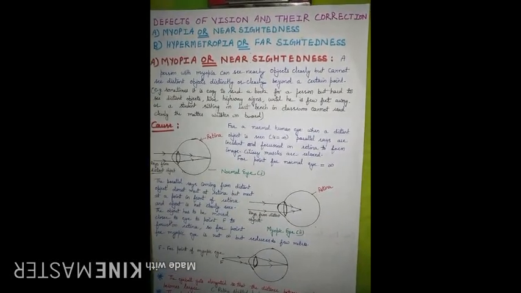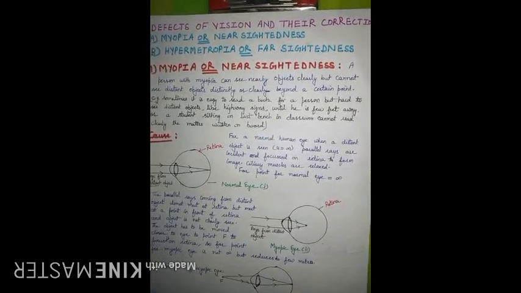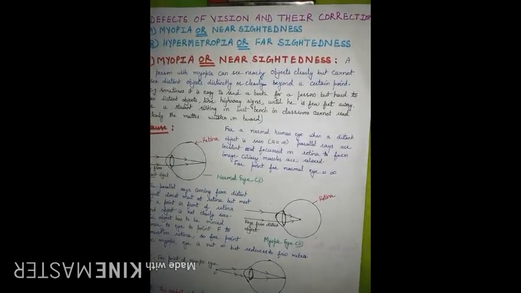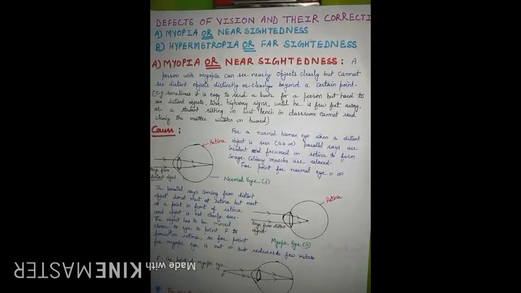In today's video, we will consider one common defect of vision and its correction. We will consider myopia, which is also known as nearsightedness.